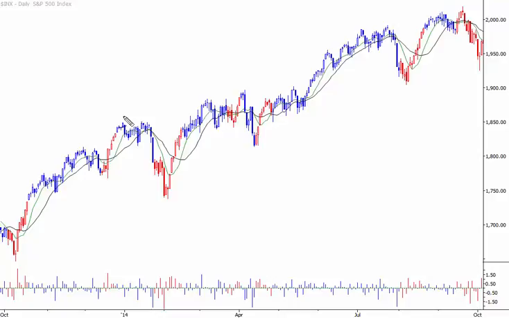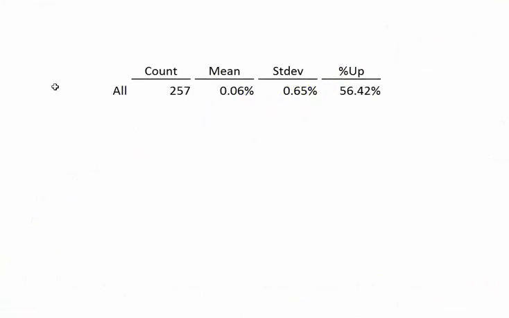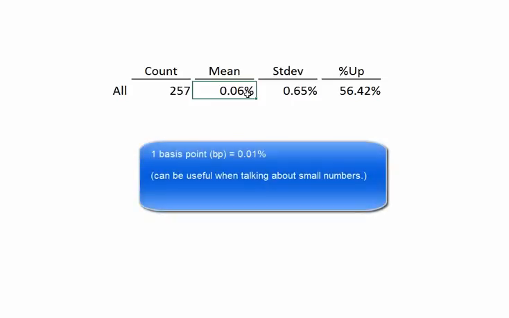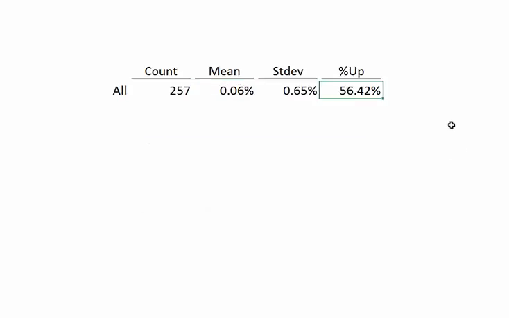Do we? Well, the first thing let's do, without the trend filter, let's look at the average returns. So that's what we have here. I'm showing you that on that previous screen, there are 257 price bars. They have an average return of 0.06%. Another way to say that is 6 basis points. The average return for all of the bars on that previous chart is 6 basis points. Also, roughly 56.5 percent of these bars close up.